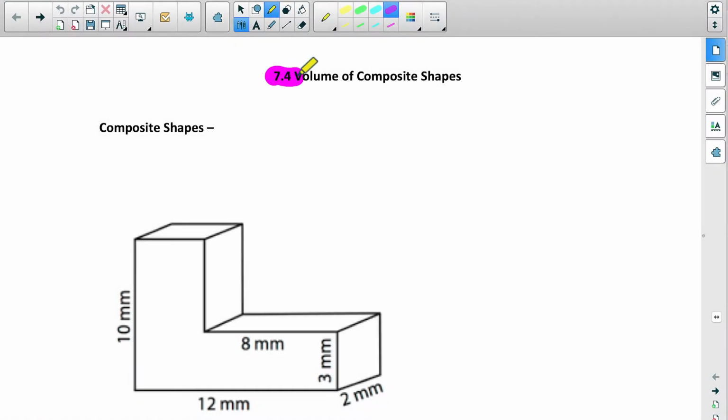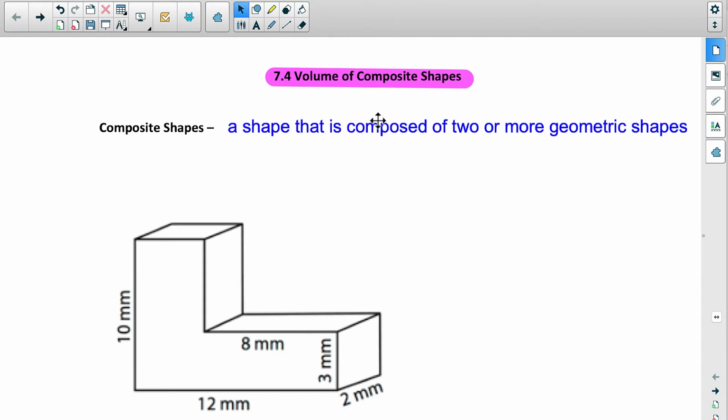Okay, we're going to continue on volume today. We're going to get the volume of composite shapes. Remember what a composite shape is? We talked about it a few videos ago. It's a shape that's composed of two or more geometric shapes kind of stuck together, right?